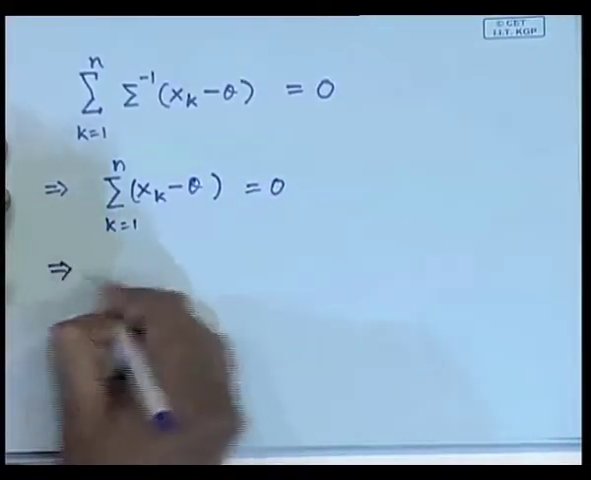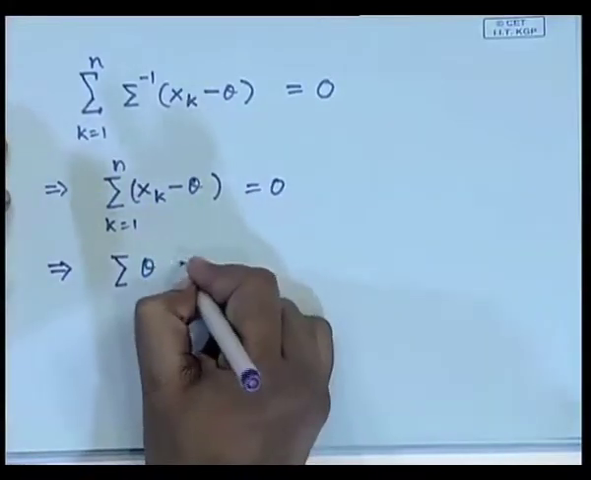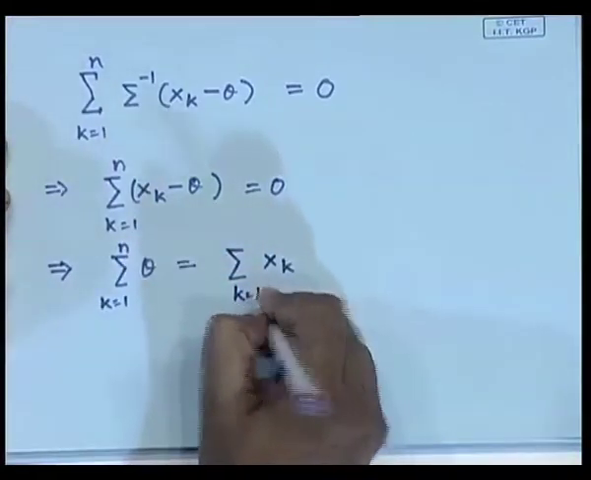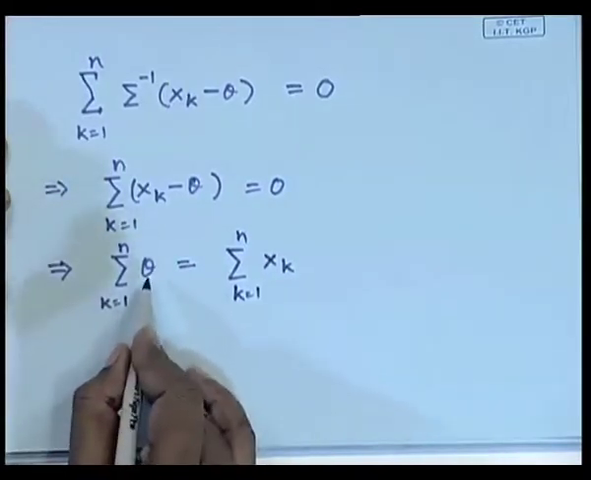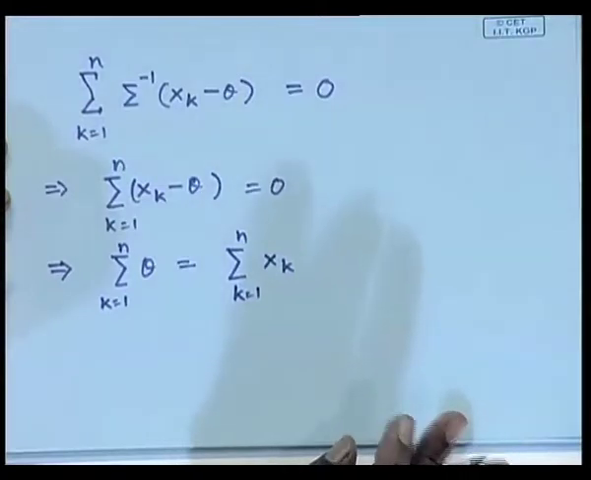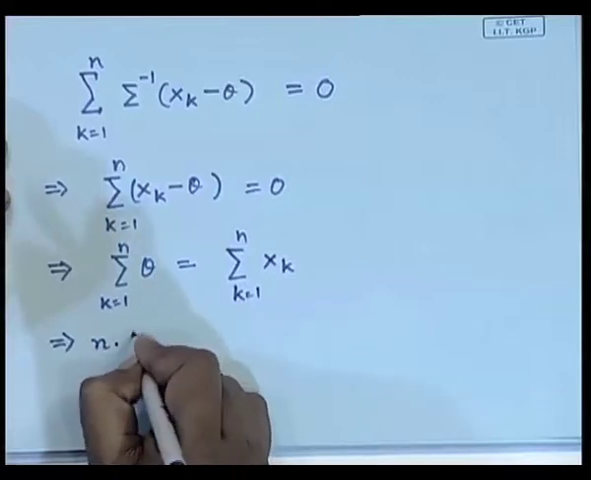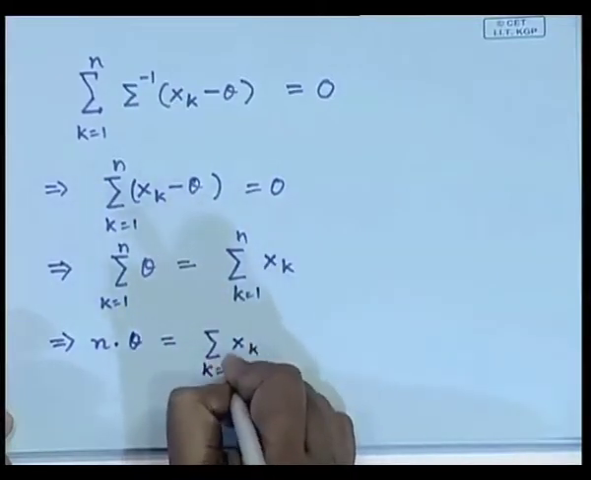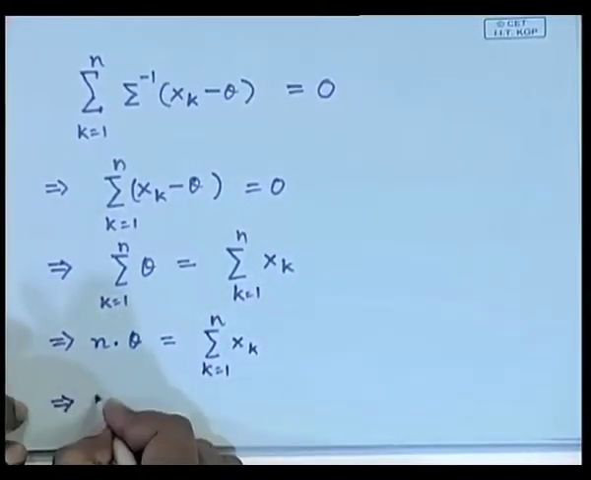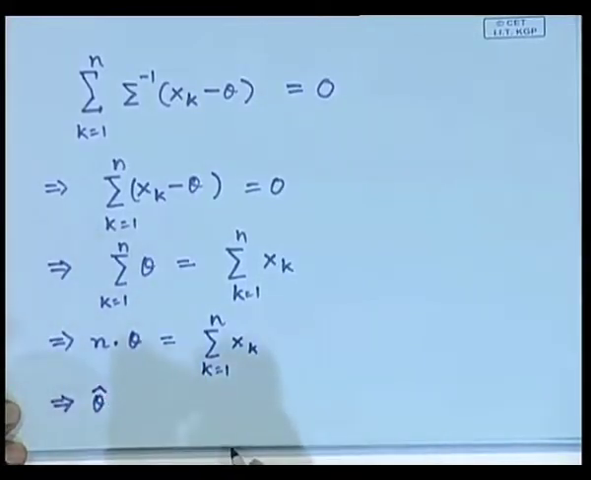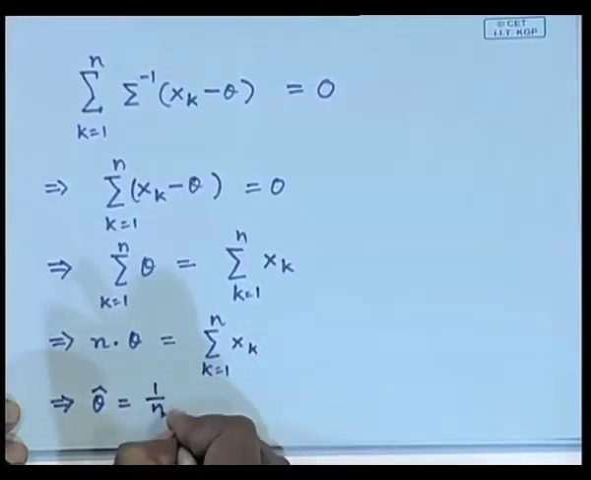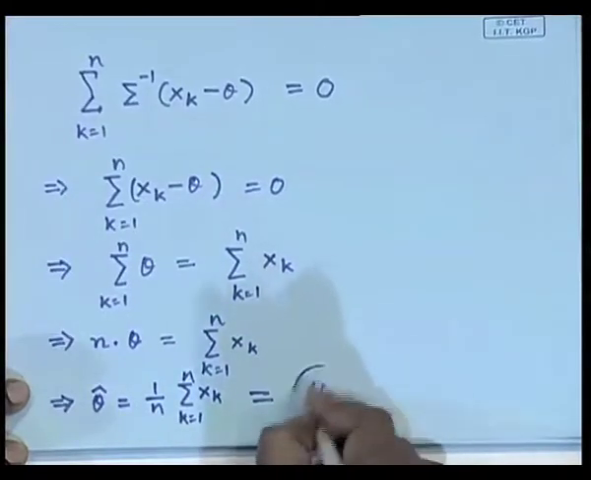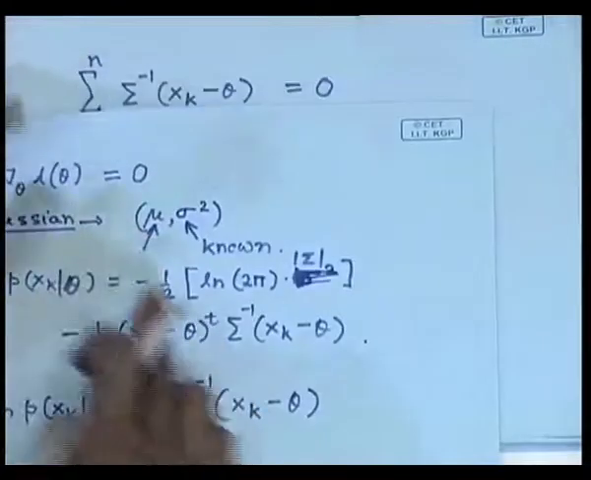So, this simply gives us that the summation of theta is equal to the summation of x_k, where k varies from 1 to n on both sides. What this means is I have to sum theta n number of times. So this is simply n multiplied by theta, because it is the same theta being added n times, and that is equal to the sum of x_k, k varying from 1 to n. This gives us the maximum likelihood estimate theta hat, which is equal to 1 upon n times the sum of x_k, k varying from 1 to n, which is nothing but the mean mu.